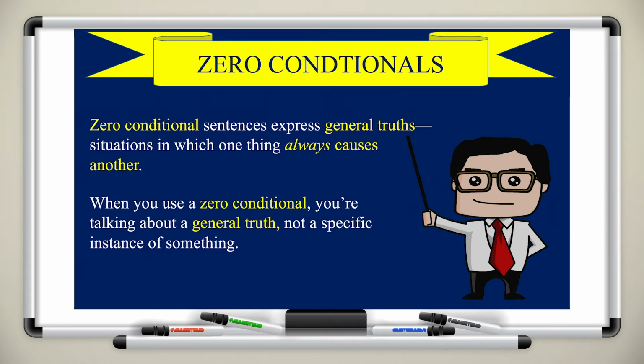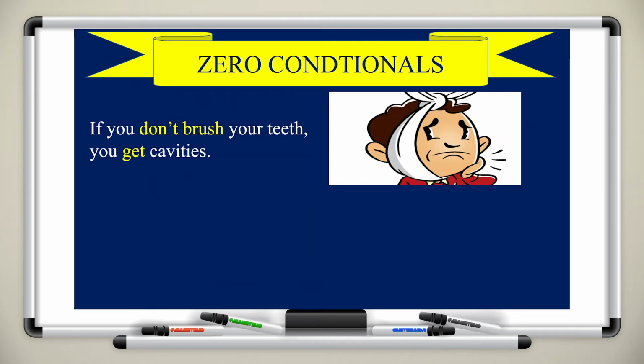When you use a zero conditional, you're talking about a general truth, not something specific or a specific instance. It is not a phenomenon. It is not something that happens once in a lifetime. It always happens, okay? So it is a general truth, okay? Let's take a look at some of the examples.